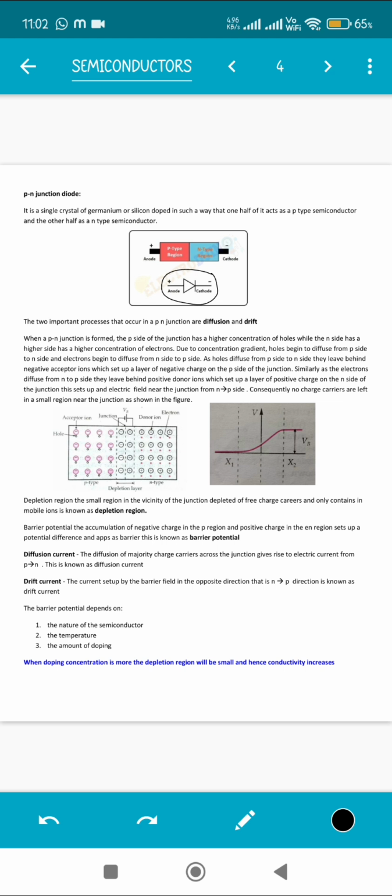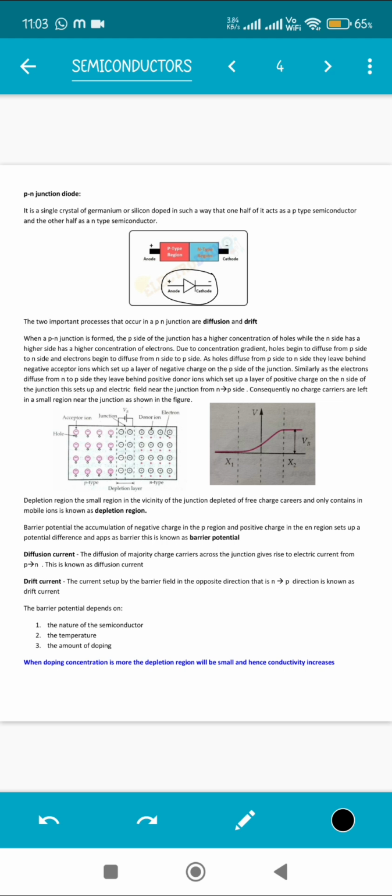So when electrons are moving away, that means positive particles are left behind, and when holes are moving away, negative particles are left behind. Because of this motion of the charge carriers from one side to another, an electric field is getting generated. The electric field is from N to P side. The electric field begins from N side towards the P side. Okay, this is an important thing.